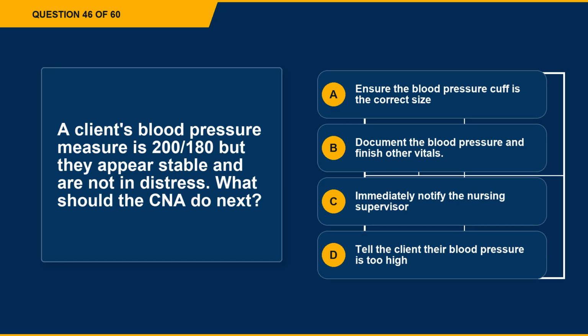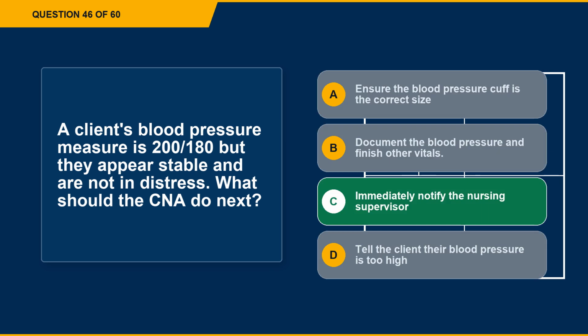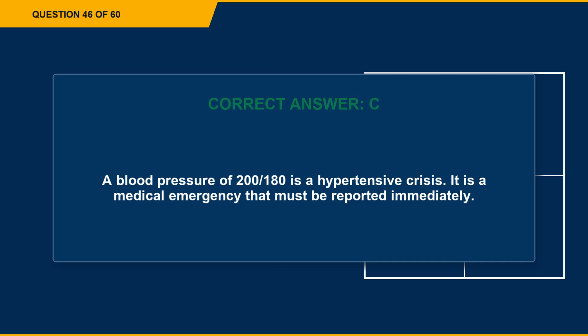Question 46. A client's blood pressure measure is 200/180 but they appear stable and are not in distress. What should the CNA do next? Option A, ensure the blood pressure cuff is the correct size. Option B, document the blood pressure and finish other vitals. Option C, immediately notify the nursing supervisor. Option D, tell the client their blood pressure is too high. The correct answer is option C, immediately notify the nursing supervisor. Explanation: a blood pressure of 200/180 is a hypertensive crisis. It is a medical emergency that must be reported immediately.